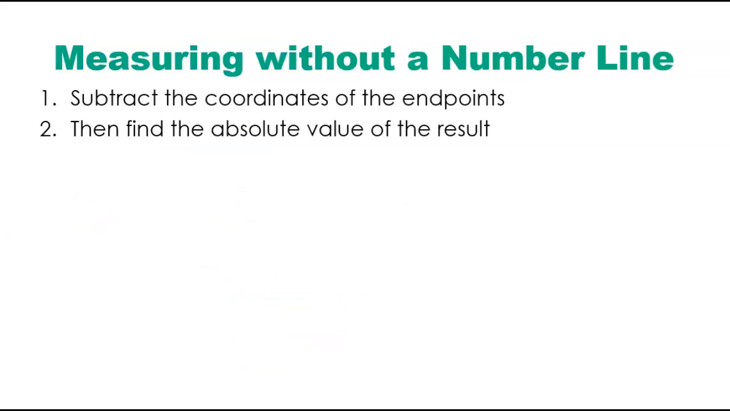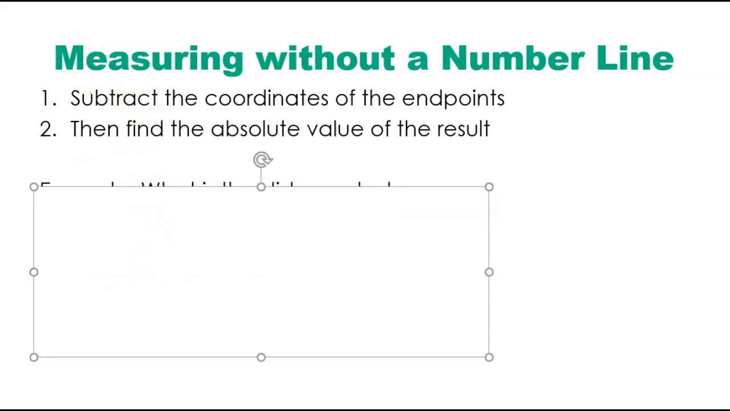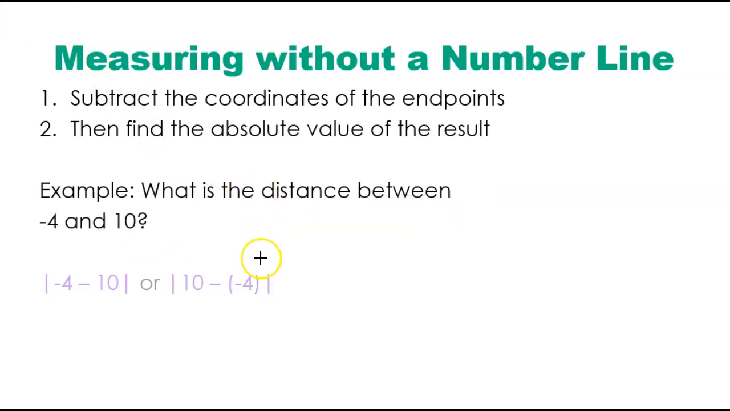Okay, so at times we might be trying to find the measurement between 2 points without a number line, right? So if it's just coordinates, not talking about a graph, okay, just a number line without an actual drawing, you can subtract the coordinates of the endpoints, but then we're going to find the absolute value of the result. So let's see what I'm talking about here, okay? What is the distance between -4 and 10? I'm going to move that down just a little bit, okay? So what we can do is we can subtract -4 minus 10, or we can do 10 minus -4, and that's what they have right here, okay?